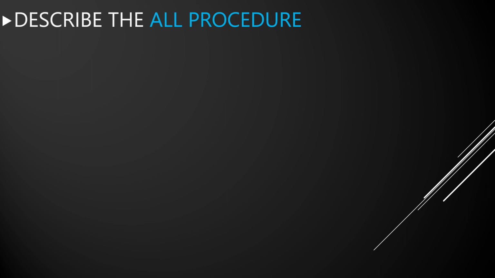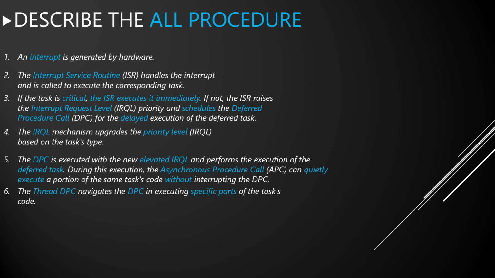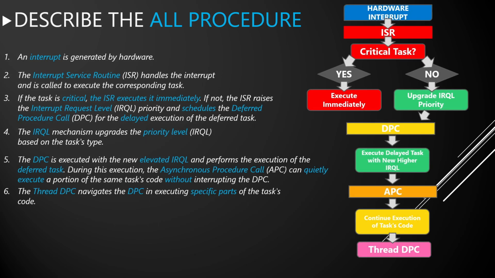Let's describe the whole procedure, and on this slide you will see all mechanisms connected from the previous PowerPoint and this PowerPoint. Here we have the description, and on the right side we have the diagram. So we have a hardware interrupt. The ISR handles the interrupt and is called to execute the corresponding task. If it is a critical task, we'll execute it immediately. Otherwise, we'll upgrade the priority, and the DPC will execute the delayed task with a new higher IRQL.